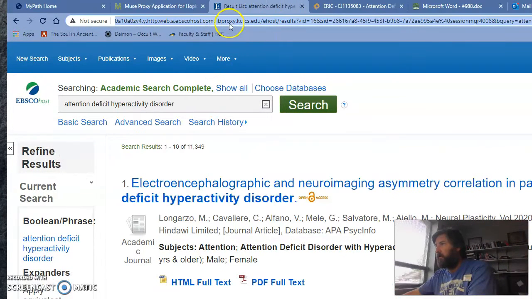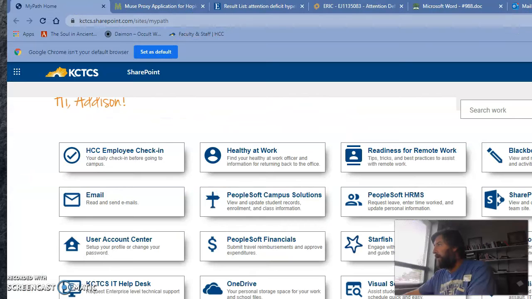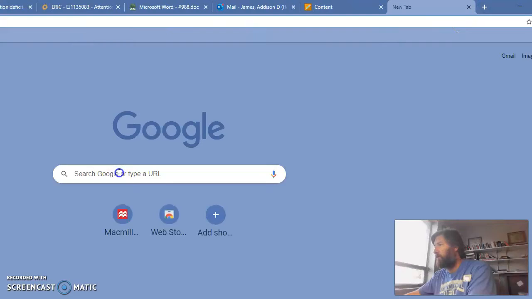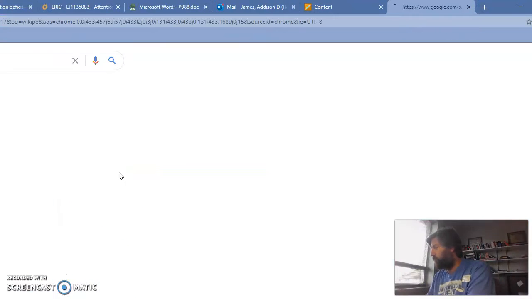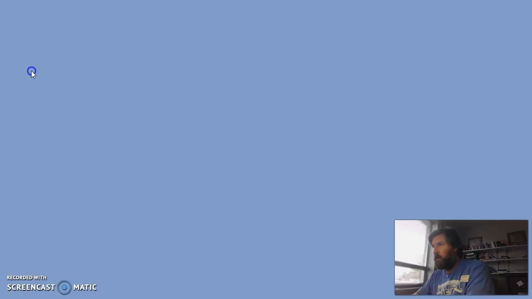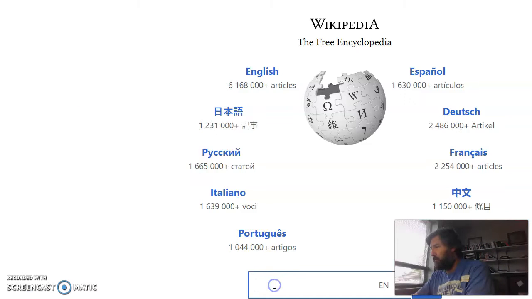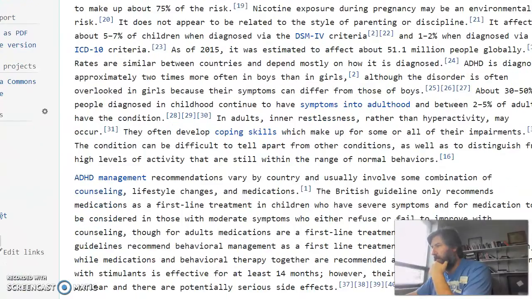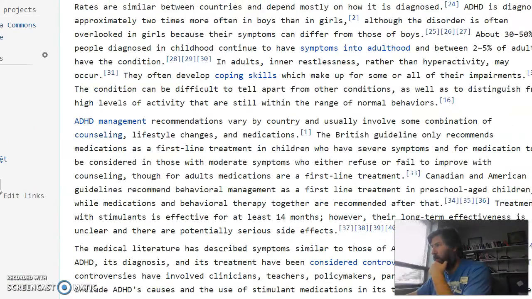People often say that Wikipedia is not necessarily a good source, and I don't think it is a good source, but it is a starting point. So if we go to Wikipedia, and then what we're going to do is look for ADHD, right there. Okay.